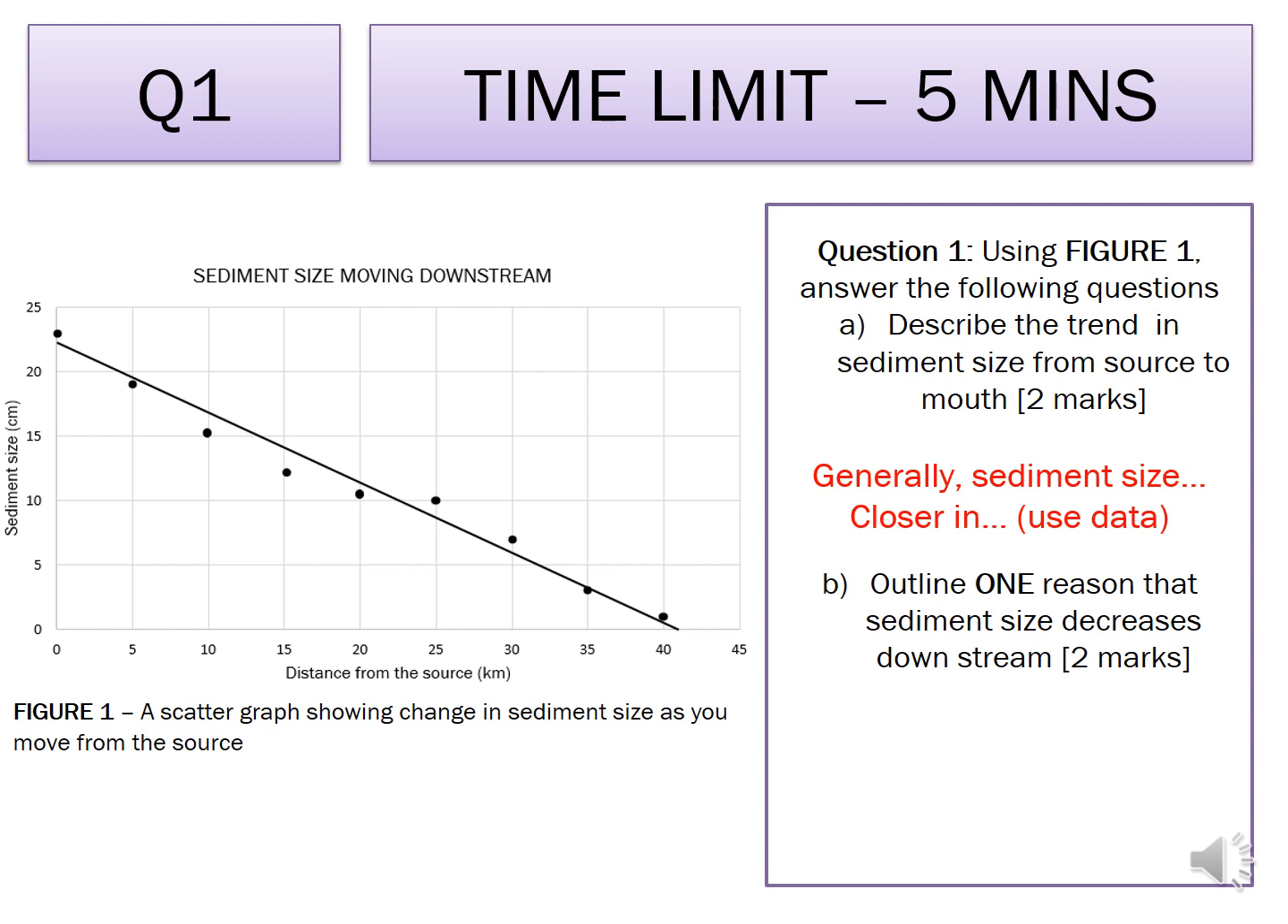The B part of this question then is to outline one reason that sediment size decreases downstream. So why does rock size get smaller as you move from the top to the bottom? It is an outline question, so it is a point, and this means that because it is only worth 2 marks. So your first sentence would be, one reason that sediment size decreases is, what is the reason? And then, this is because. Why does that process mean that the sediment size gets smaller?